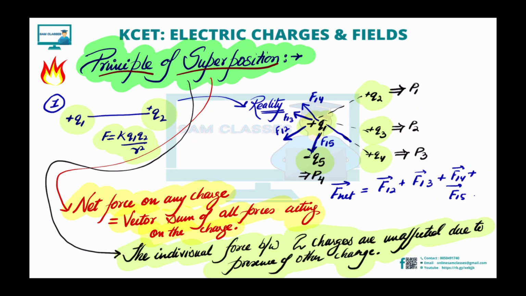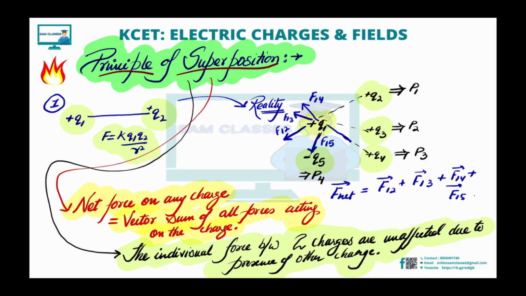Now we'll study the principle of superposition. What this principle of superposition is, we need to understand. First, if we had one charge Q1 and the other charge Q2, it was very easy to find the force between them. What was the formula? Force is equal to K Q1 Q2 by R square. Now what if we have more than two charges? Let's say we have a charge Q1, Q2, Q3, Q4, and Q5.